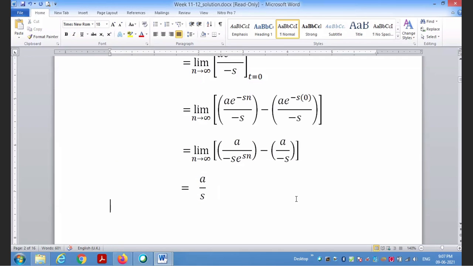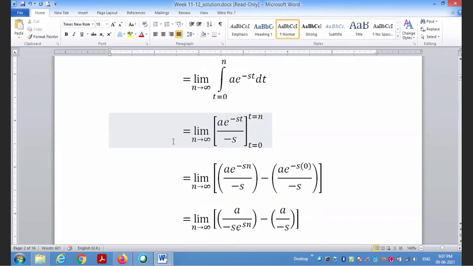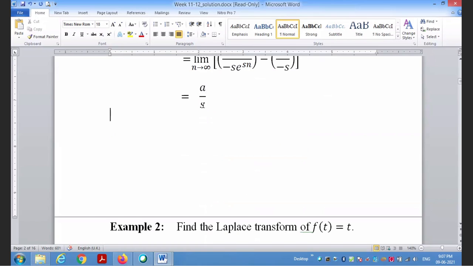So the Laplace transform of a is equal to a over s. So the function now is in terms of what? It's a function of s.